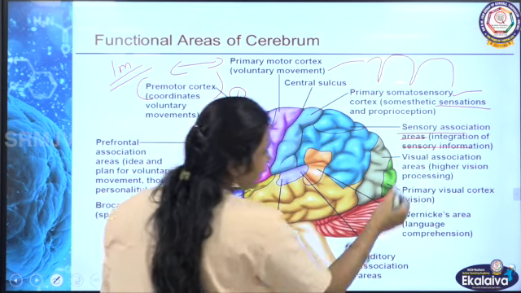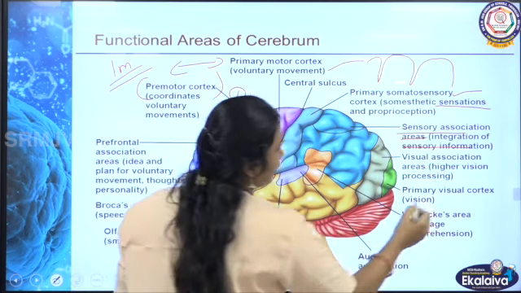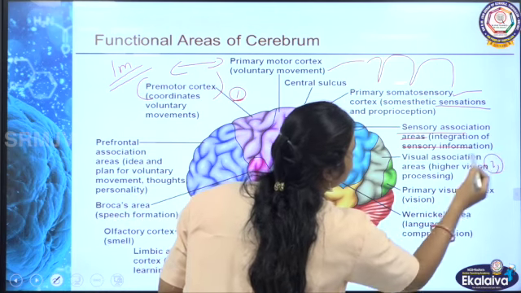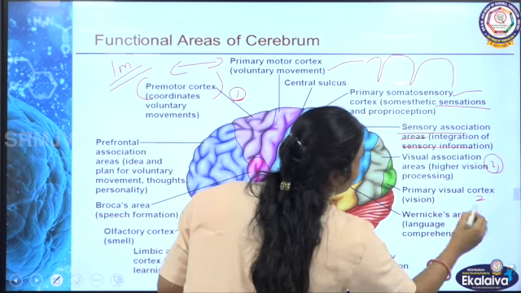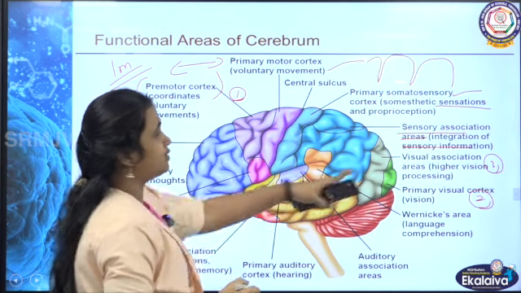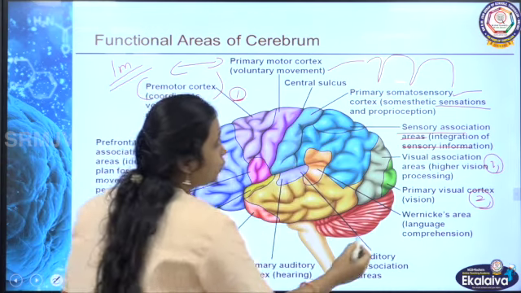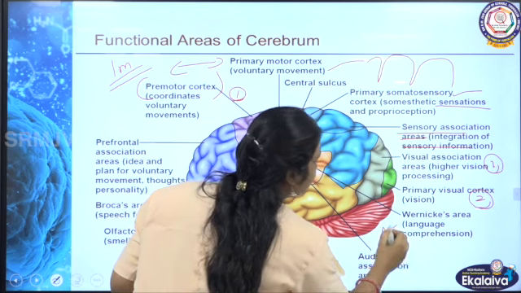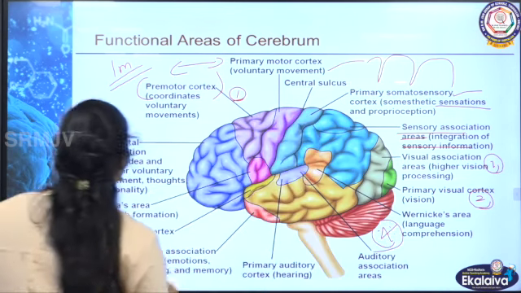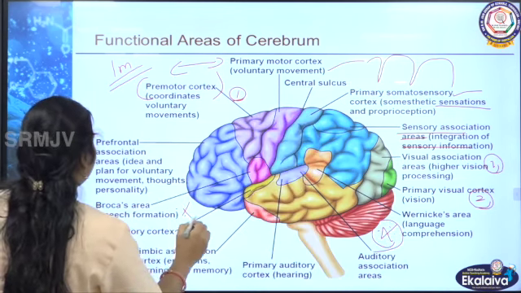Then visual cortex, higher vision processing. If you see visual, there are different areas in the visual. One is the visual association area, another one is the primary visual cortex. Here this is higher vision processing, the distance we'll be talking about. And Wernicke's area, this is a very important area, Wernicke's and Broca's area.